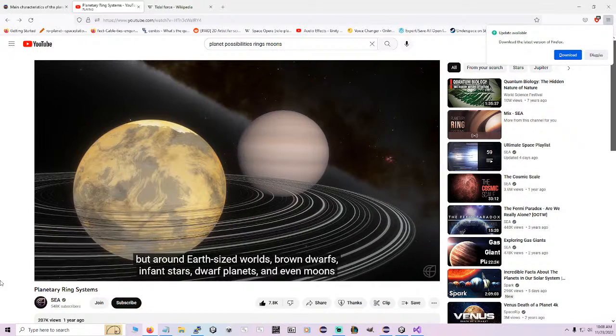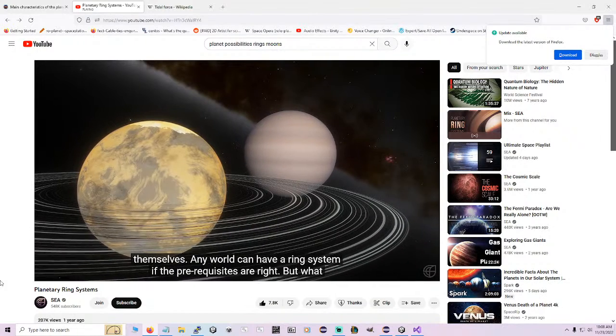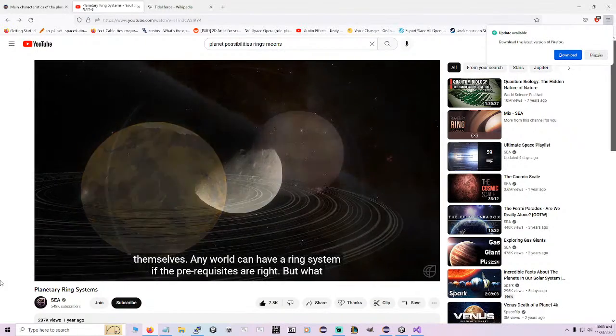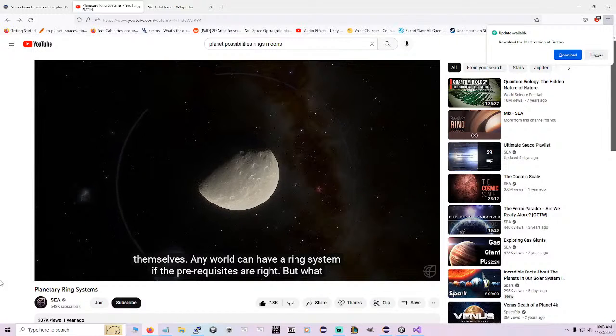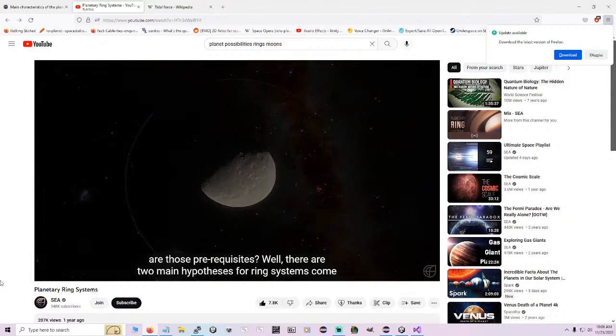Even the moons themselves can have moonlets, and a moonlet can have a ring system, if the prerequisites are right. But what are those prerequisites?